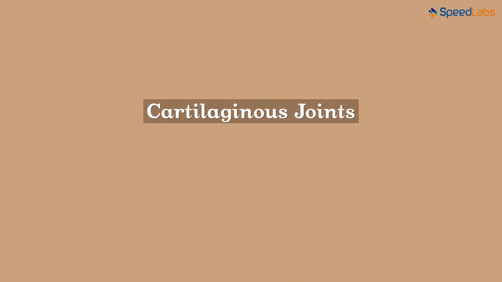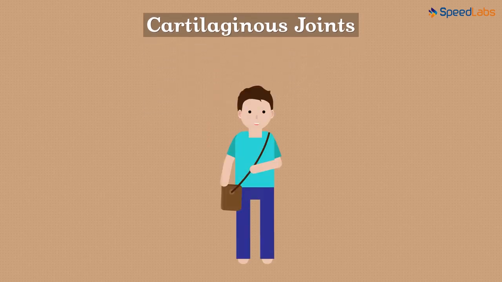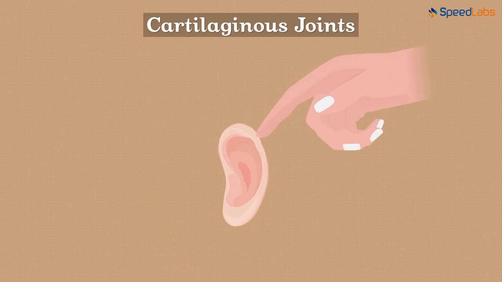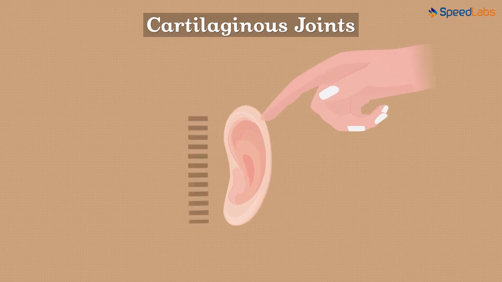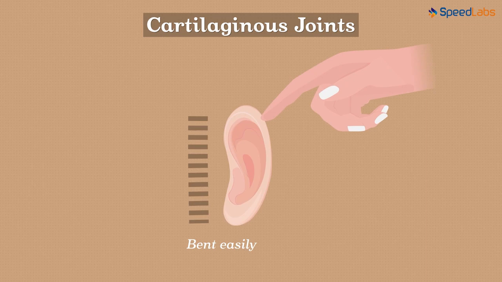Cartilaginous joints is the type we will talk about next. Cartilaginous means those having cartilage filled in the gap. Cartilage, as we know, is a connective tissue having a strong as well as a flexible structure. The best example to understand cartilage is by touching the top portion of your ears. The portion that can be bent easily but regains its original structure is the cartilage.